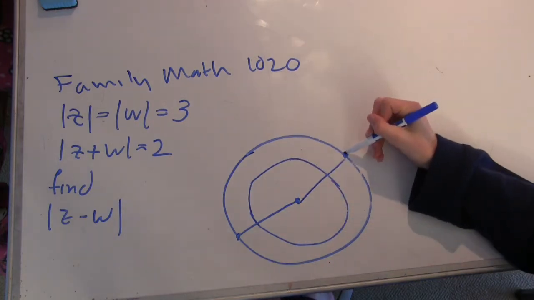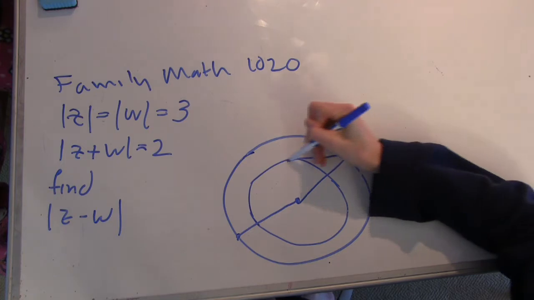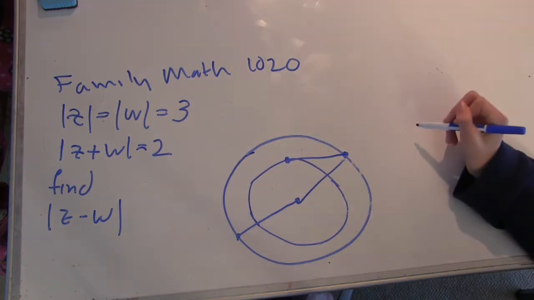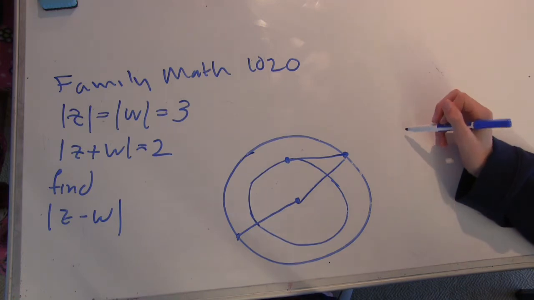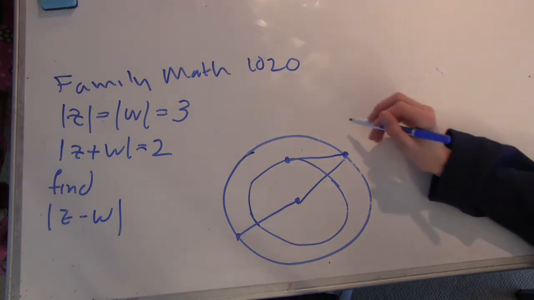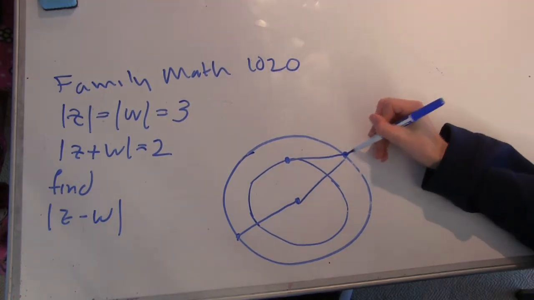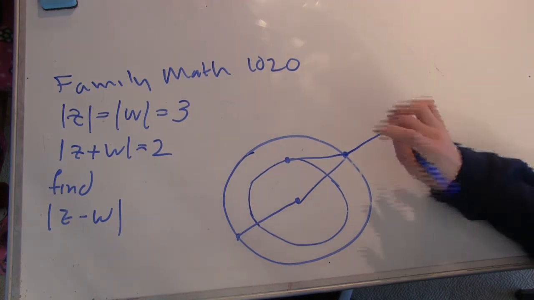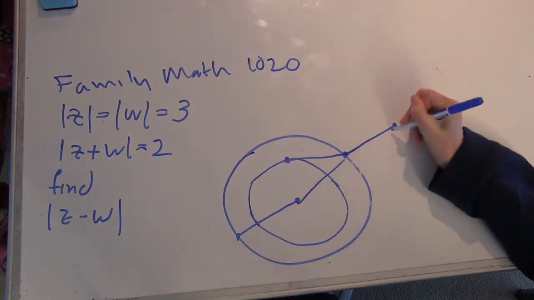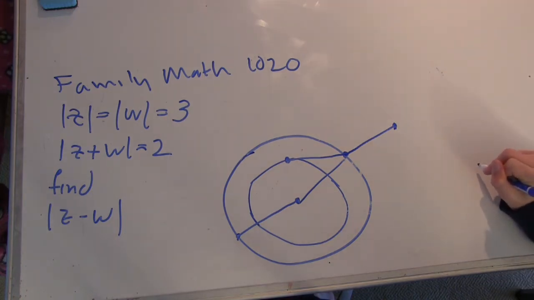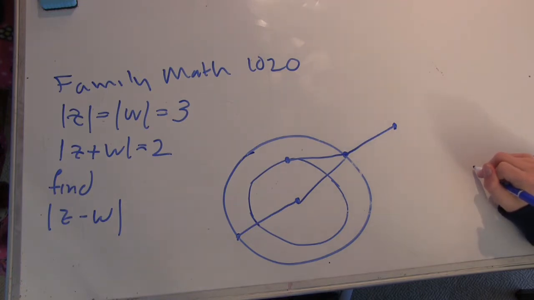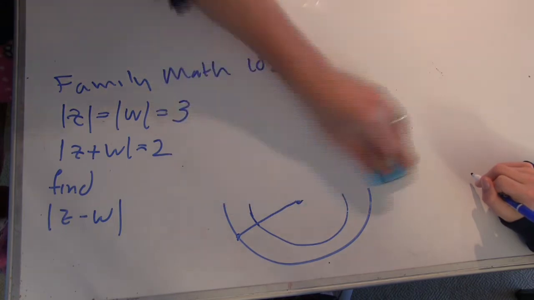It doesn't have to be perfect. So it would end up on this circle with radius 2. And then z minus w would go the opposite way. So it would go out this way, and we're trying to find this distance. Just from the picture, we expect it to be bigger than 3. We don't know for sure what it's going to be, but bigger than 3. Okay, I'll give you some room to work there.